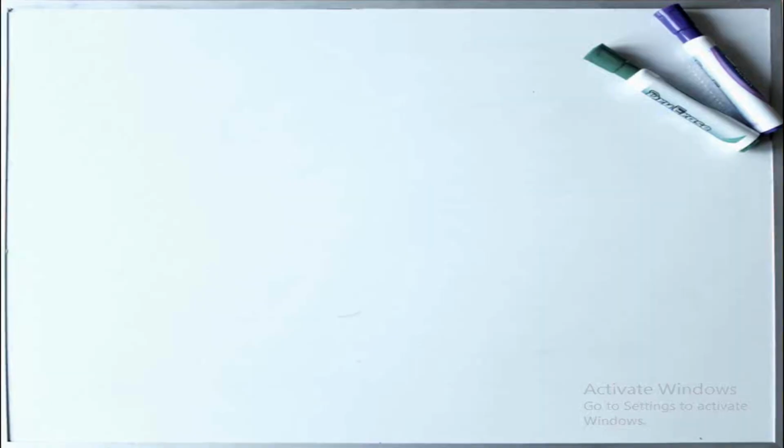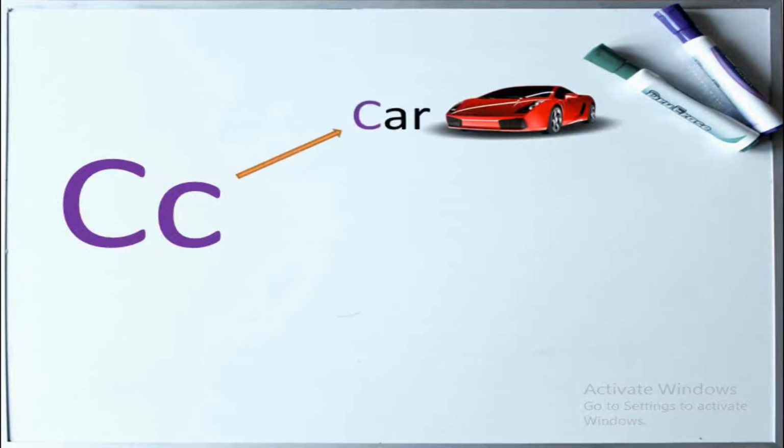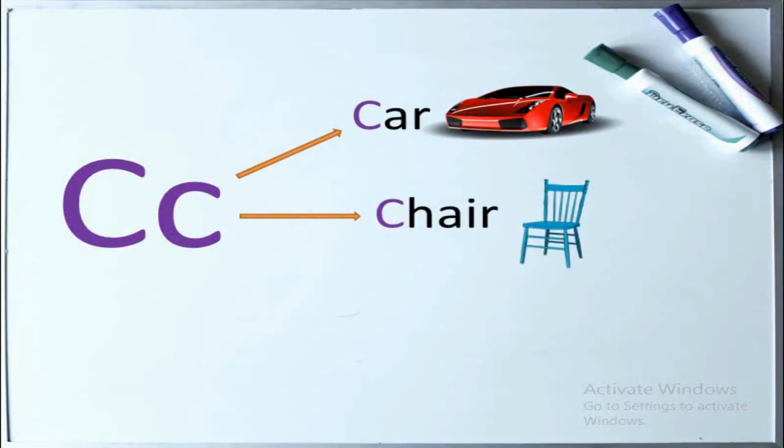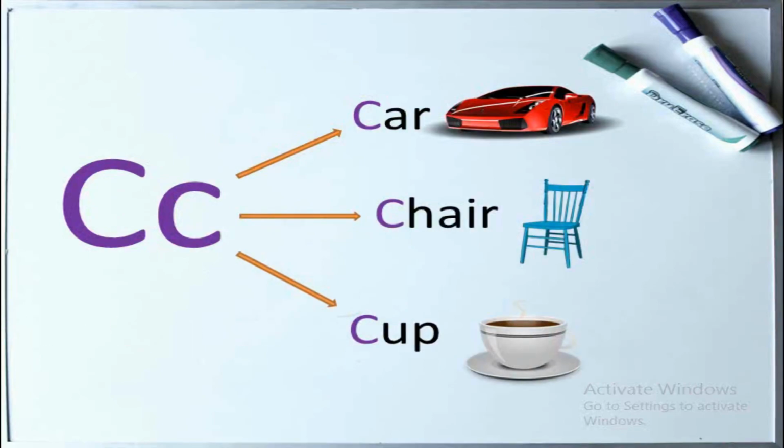Now let's go and see the letter C. C for car, and C for chair, and C for cup. Once again, C for car, and we write it as C-A-R, C for chair, and we write it as C-H-A-I-R, and C for cup, we write it as C-U-P.